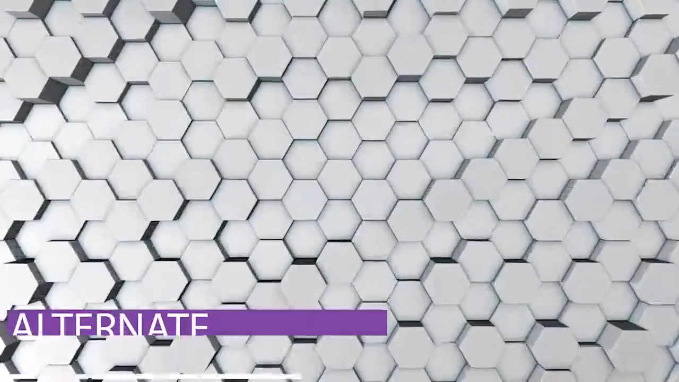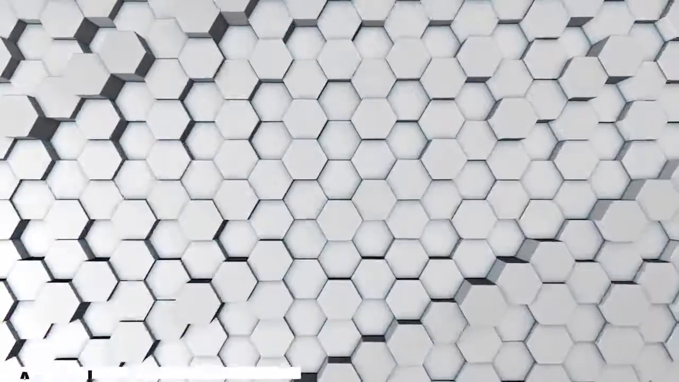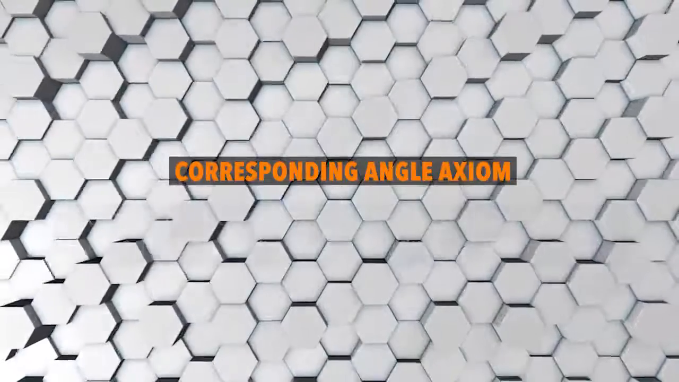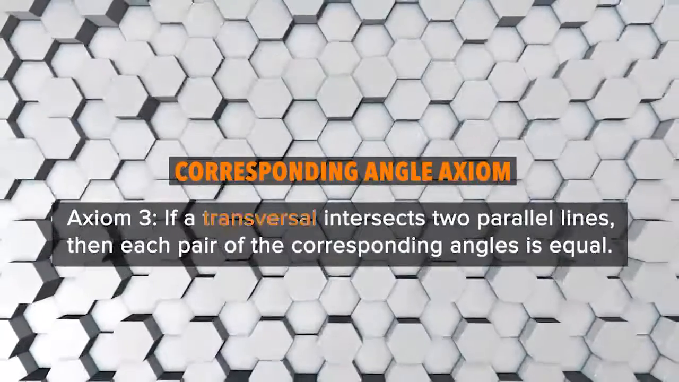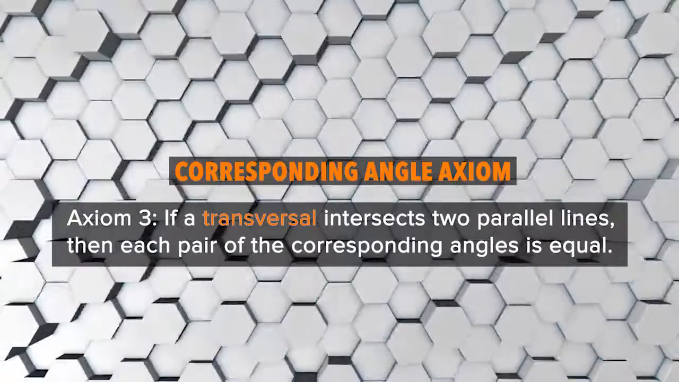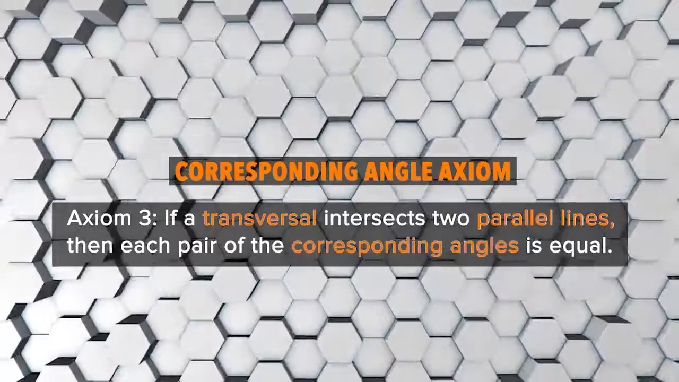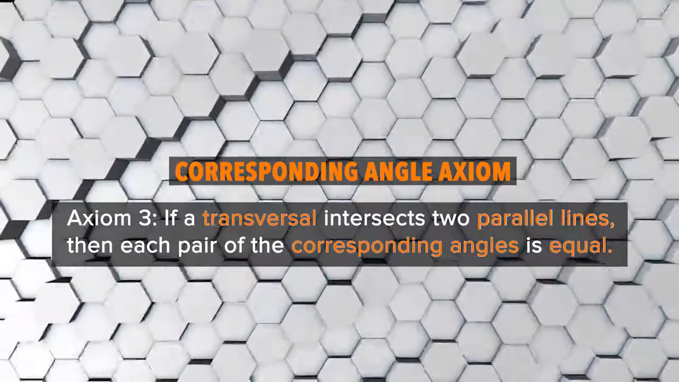In this genius video, we will prove some theorems using the corresponding angle axiom. सबसे पहले, let us quickly recall the corresponding angle axiom or axiom 3. अब the axiom states that if a transversal intersects two parallel lines, then each pair of the corresponding angles is equal. So this is the corresponding angle axiom.